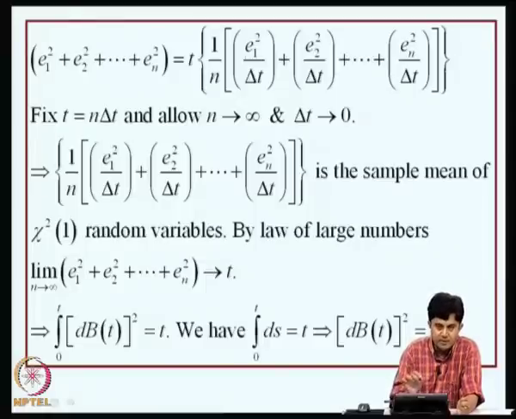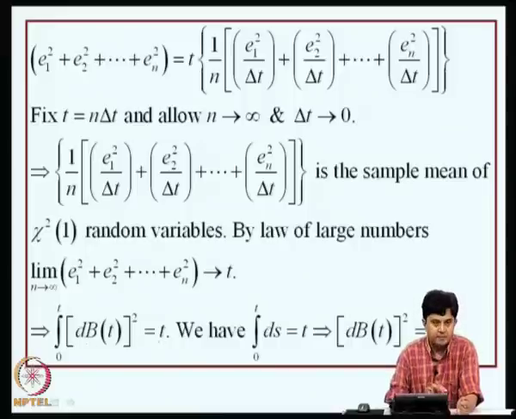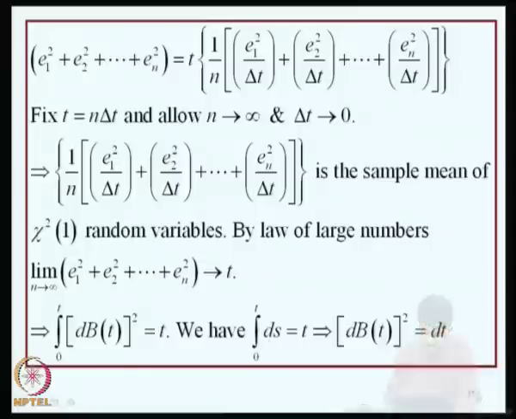Now, we know that E1 is a Gaussian random variable, E1, E2, E3 they are all Gaussian, and this term inside the brace represents a sum of squares of Gaussian random variables, and we know that it is a chi-square random variable, and we can verify that the parameter for that is 1. And if I now use the law of large numbers, we can show that this limit, E1 square plus E2 square plus so on and so on, En square, is actually t. So, consequently, I get integral 0 to t of (dB of t) whole square is t. But we know that integral 0 to t of ds is equal to t. So, if you compare this with this, we can now infer (dB of t) whole square is dt.